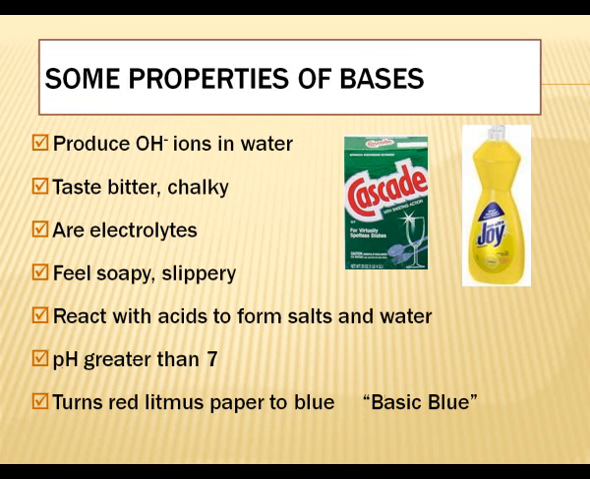Then we get to the properties of bases. Well, bases produce hydroxide ions in water. They're things like the detergents and soaps. They taste bitter and chalky if you ever taste them. They too are electrolytes. They're soapy or slippery. And then we get to those circular definitions. They react with acids to form salts in water. Their pH is above 7, and they turn red litmus paper to blue.